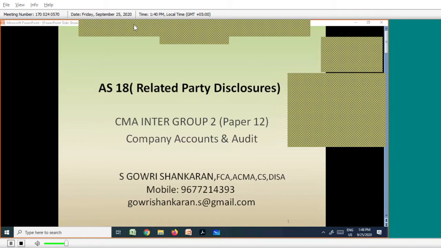So ultimately the purpose of AS 18 is that if you do any transaction with the related party, you have to disclose. Why do we have to disclose? Because you have to inform your shareholders whether you did the transaction at arm's length price or not. Unless you disclose, people will manipulate and commit frauds. So to avoid such a scenario, you have to disclose properly. That is the objective of related party disclosure.